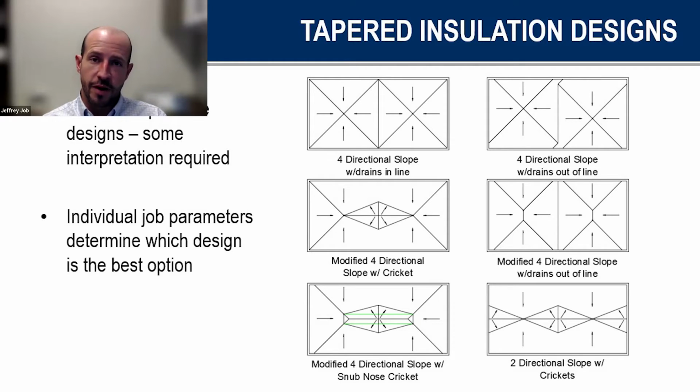It can be done a number of different ways. You can physically slope the structure. You can add tapered insulation, another key option there. The beauty of tapered really being that it can adapt to any system, right?